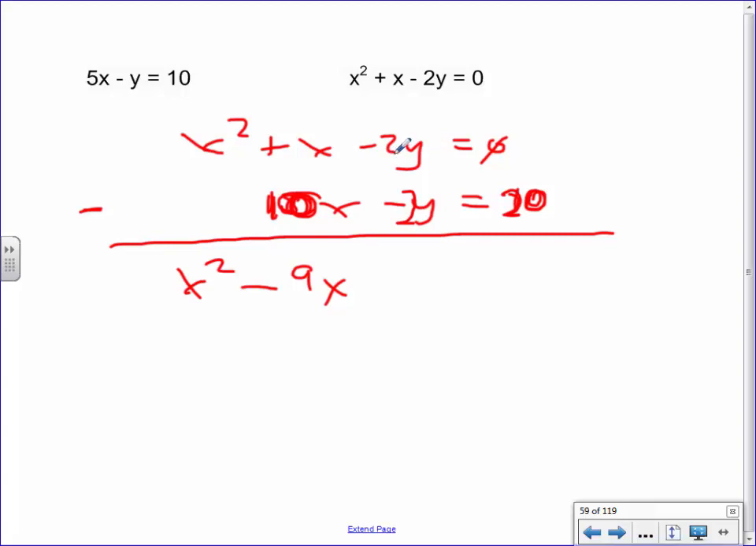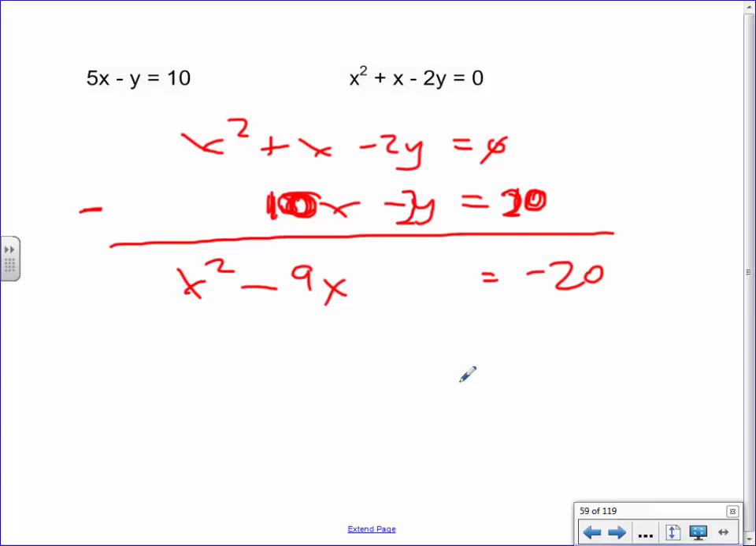Okay, here's the whole point of it. If this part doesn't work, we did it wrong. What is minus 2y minus 2y? Hence the name elimination. We eliminated it. So we don't even need to write it. And then what is 0 minus 20? Minus 20. I only have one equation left. My two equations have now been melded into one equation with only one variable.